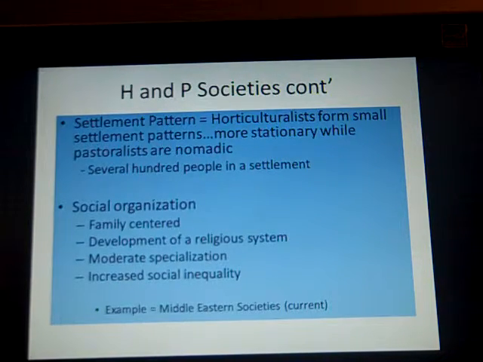Social organization, they're very family-centered still. Now we start to see the development of a religious system. Moderate specialization. So there are different types of jobs, different types of things that people can do. And we're witnessing an increase in social inequality because when you create more positions for people within a society, we start assigning status to those positions and we start ranking those. So we start to see the beginning of social inequality. Some Middle Eastern societies are still horticultural and pastoral.